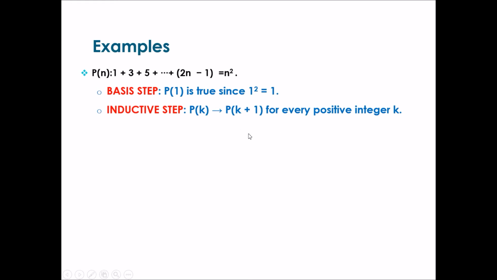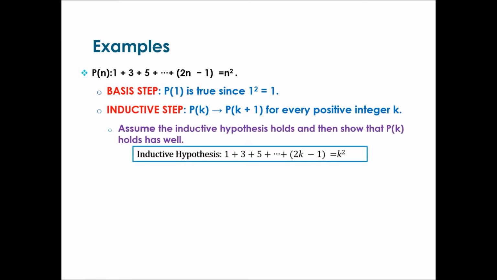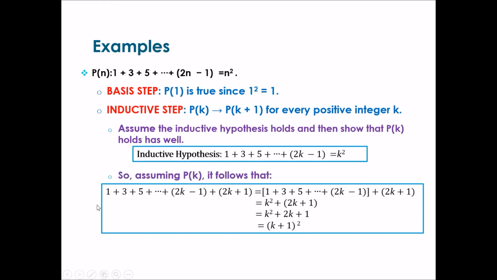And the next step, we assume that Pk is true, and we'll prove that Pk plus 1 is true whenever Pk is true for every positive integer k. So assume Pk is true means that this statement is true. Now assuming that Pk is true, we'll prove that the sum of the first k plus 1 odd integers is k plus 1 whole square. Now what does the sum of the first k plus 1 odd integers look like? So it looks like this. This is the sum of the first k odd integers.